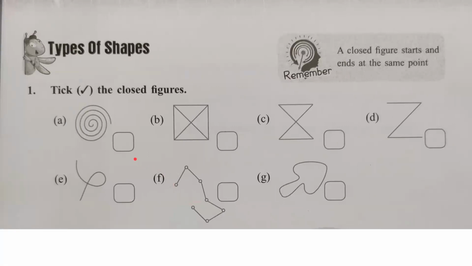Here some figures are given. We have to tick mark which are closed figures and cross mark which are open figures. A closed figure has a closed boundary and starts and ends at the same point. But if it is an open figure, its boundary points are not closed.